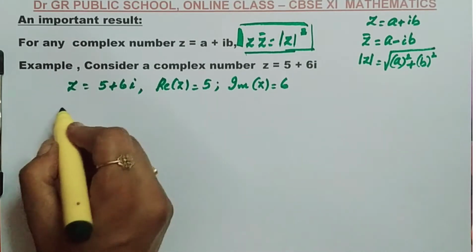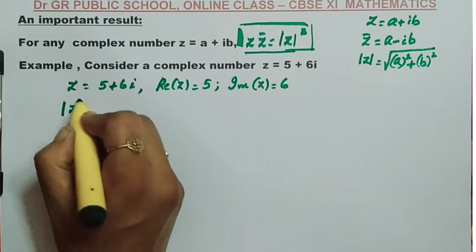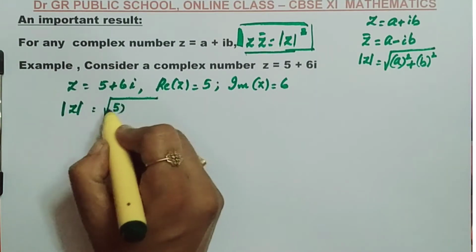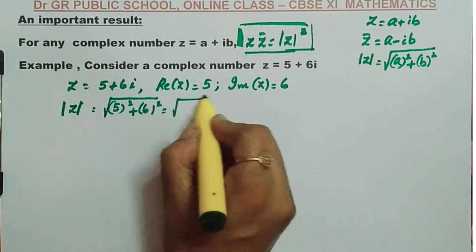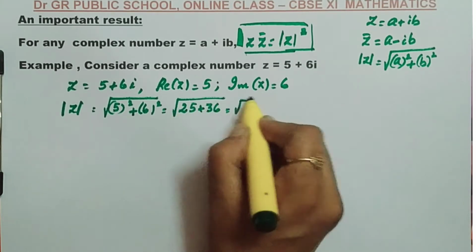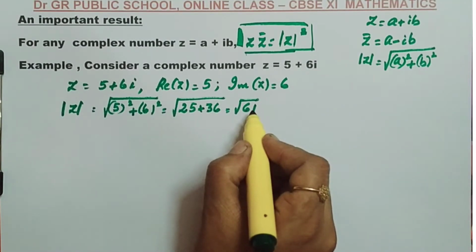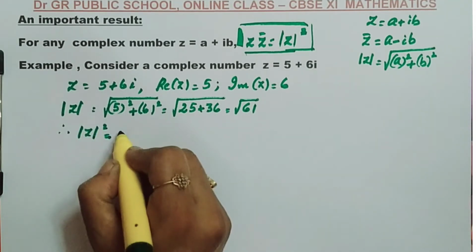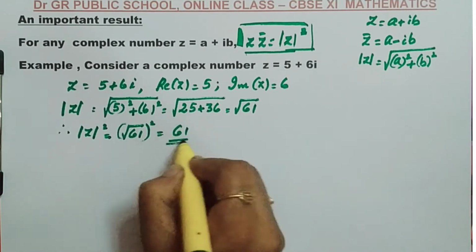At first, I am going to find mod z. Mod z equals the square root of the real part the whole square plus the imaginary part the whole square, equals square root of 25 plus 36, equals square root of 61. This is mod z. If mod z equals root 61, what about mod z square? Mod z square equals square root of 61 the whole square, which is 61.